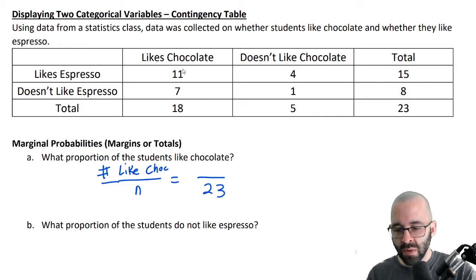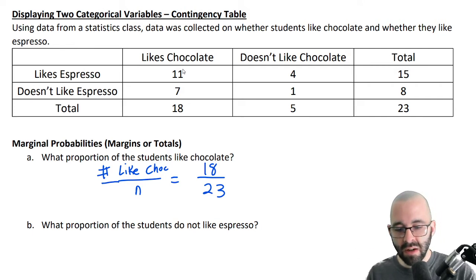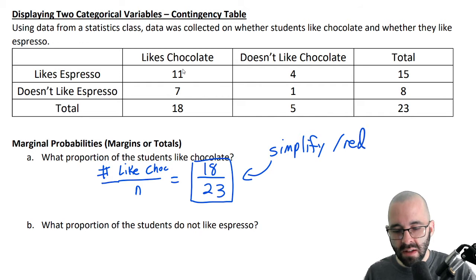How many like chocolate? Well, 11 like both, and 7 like chocolate and don't like espresso. 18 students total like chocolate. So 18 out of 23 like chocolate. And this should be consistent. This would imply that 5 out of 23 don't like chocolate. And again, if you look up here, there are 5 that don't like chocolate. So that's our answer. That's a proportion. Make sure it's a simplified fraction. In this case, it is simplified, so that's good.